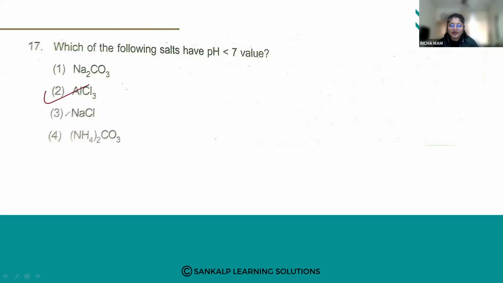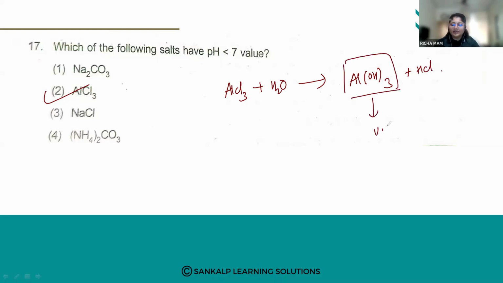So the answer is the third one. When you add aluminum chloride in water, it will give you aluminum hydroxide plus HCl. This aluminum hydroxide is a weak base, and we know that HCl is a strong acid.